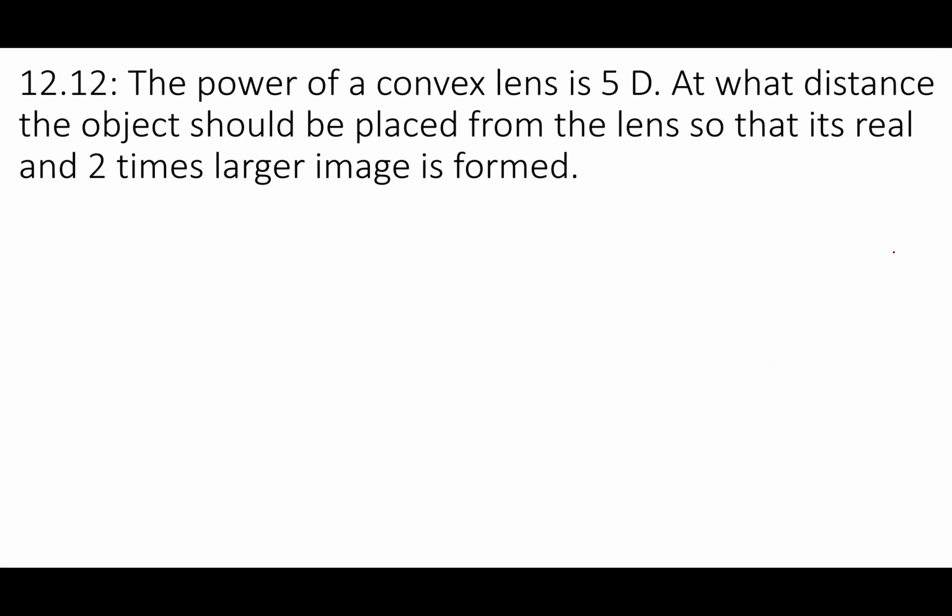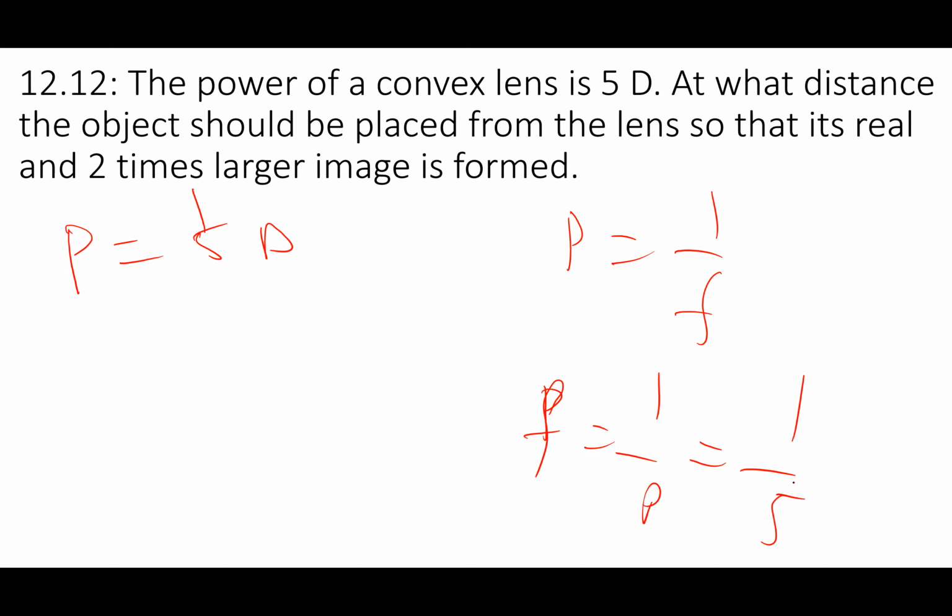Last numerical. The power of a convex lens is 5 diopter. Power is equal to 5 diopter. So power is equal to 1 by F. So F is equal to 1 by P, 1 divided by 5. So you will get the answer 0.2. Focal length will be equal to 0.2 meter, so convert it into centimeter, you will get 20 centimeter, multiplied by 100.